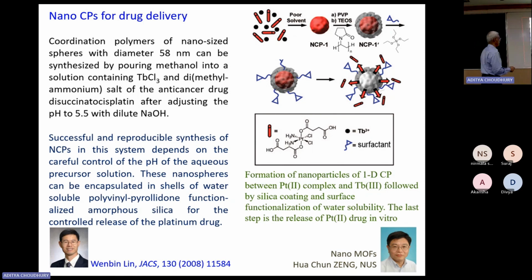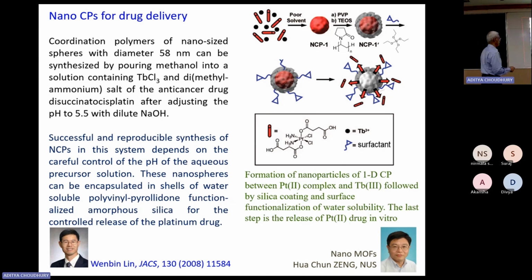But they also use proper surfactants here to make it a little bit soluble. So they make this kind of silica-coated nanoparticles, and then they use it for drug delivery. When it goes and releases, it nicely releases cisplatin to the target they have studied. So this is another way of using this kind of coordination polymer.